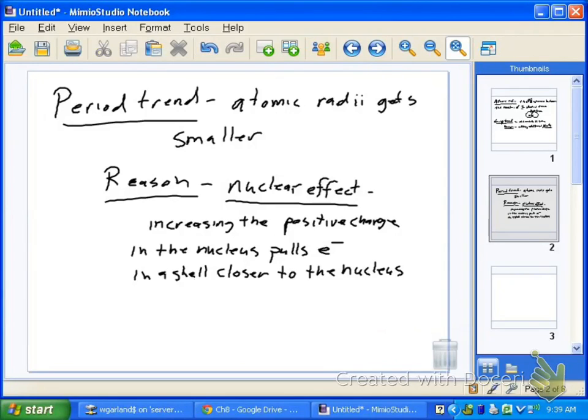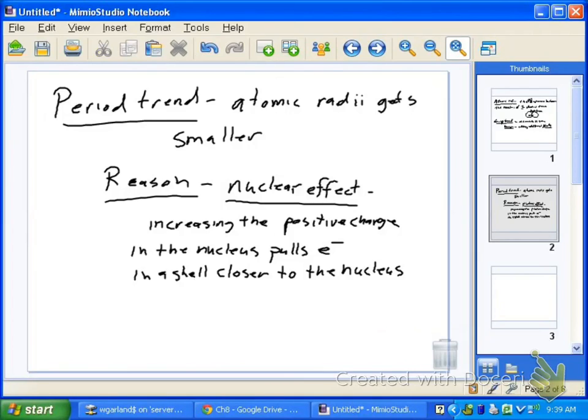Okay, any questions with that? So that's what the nuclear effect is, yes? Mm-hmm. And then whoever did ionic radii, we'll talk about that. If it loses an electron, now we've got more protons than electrons, and they'll be pulled closer and closer together. Any questions on that?